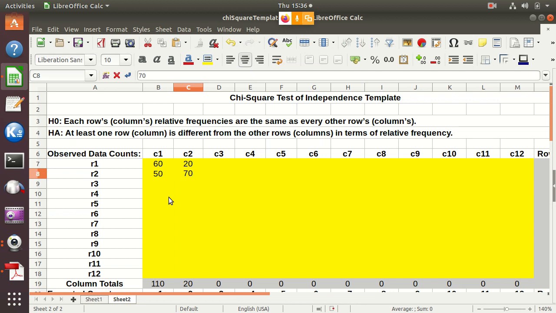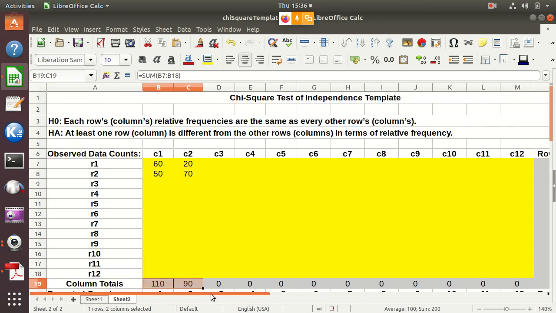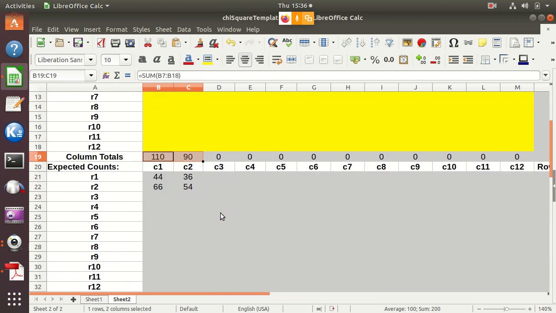Okay, so I put those numbers in, and once I have the template, if I come over here and look down at the bottom, you can see 110 and 90. I guess I made it just slightly too big, but it's 80 and 120 over there. Now we come down here and we see right there is our expected amount. So this makes the null independent table.